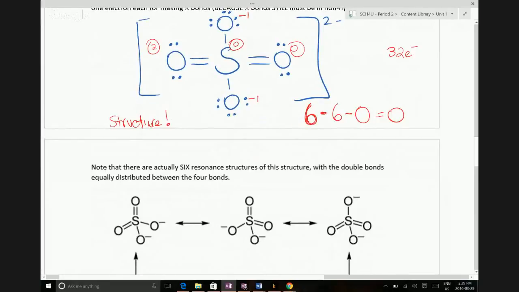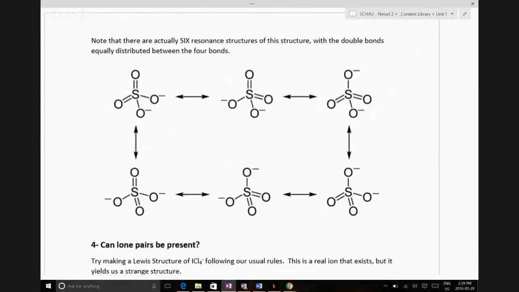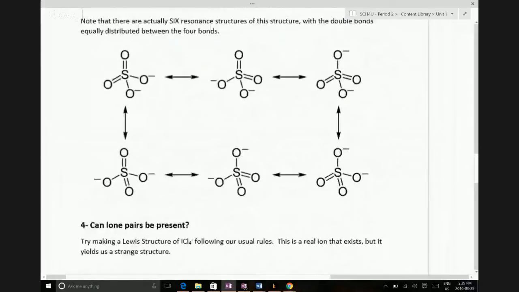And of course, resonance tells us that the double bond could be anywhere. So if we look, the resonance structures are actually 6 equally likely structures with the double bonds next to each other this way, or next to each other that way, or across from each other, or across from each other this way, or next to each other this way, or next to each other that way. So 6 possibilities.